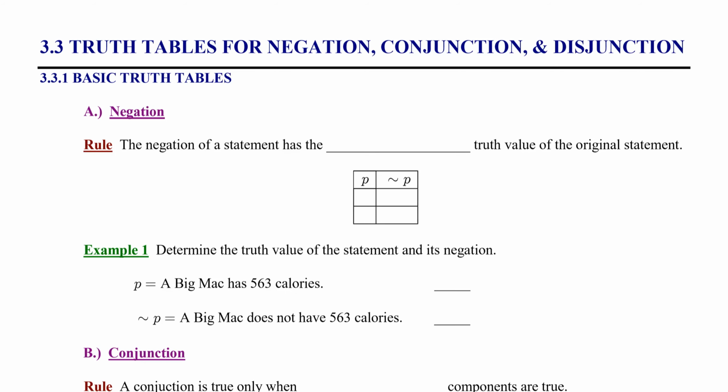The negation is our simplest connective to judge. Here's the rule for the negation. The negation of a statement has the opposite truth value of the original statement. Now, that's something that you already knew. We learned that from the definition of the negation of a statement. Here's how we build a truth table for the negation.